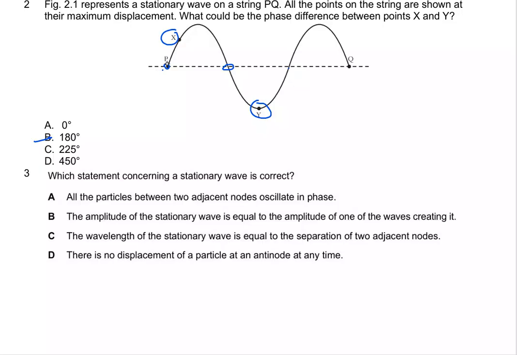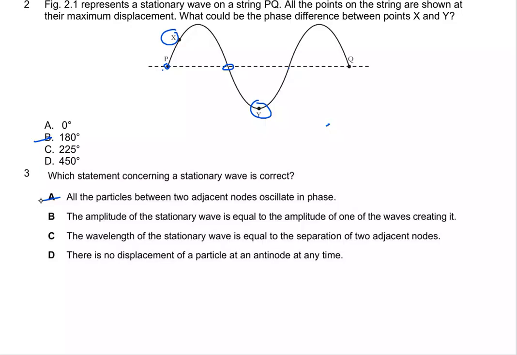All the particles here go up at the same time and go down at the same time. It's not like a progressive wave, where the next particle waits for the first particle to travel and then vibrates, and the second particle only moves after the first particle moves. That's a progressive wave. But in a stationary wave, all the particles here go at the same time. Okay, this is right. I think the answer is A.